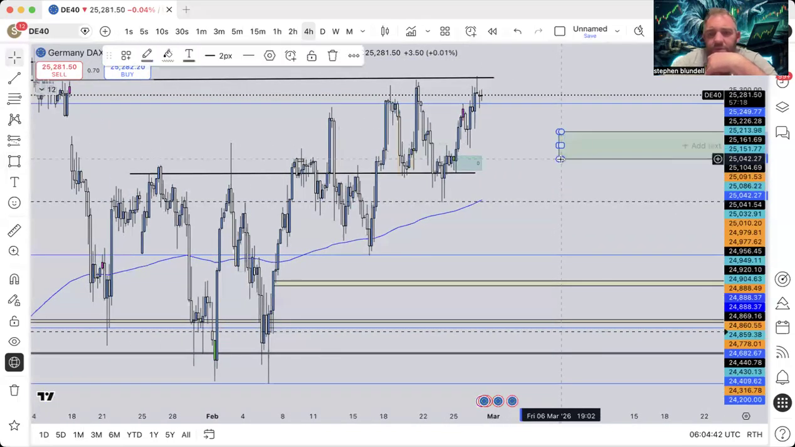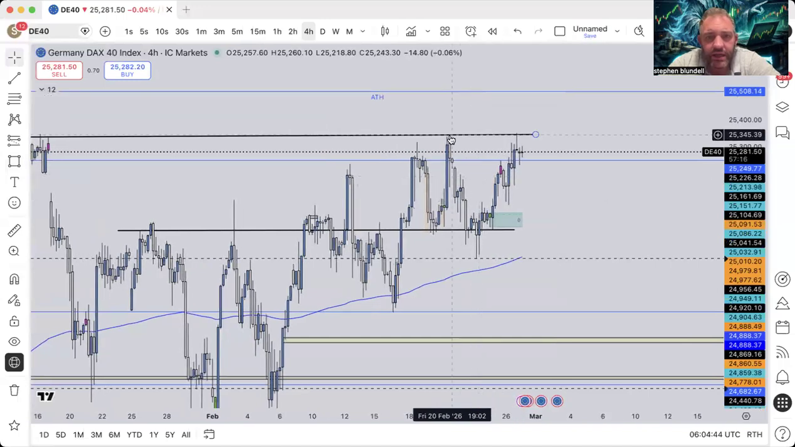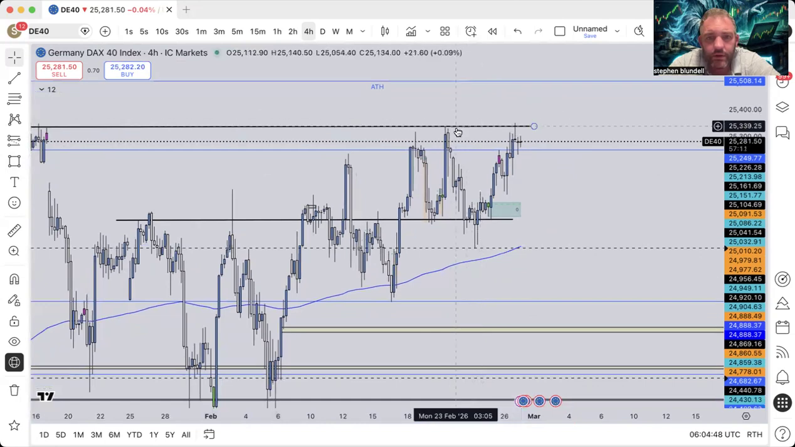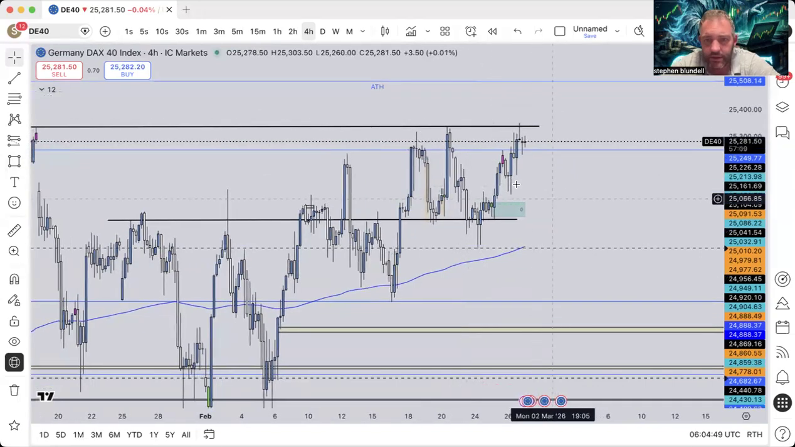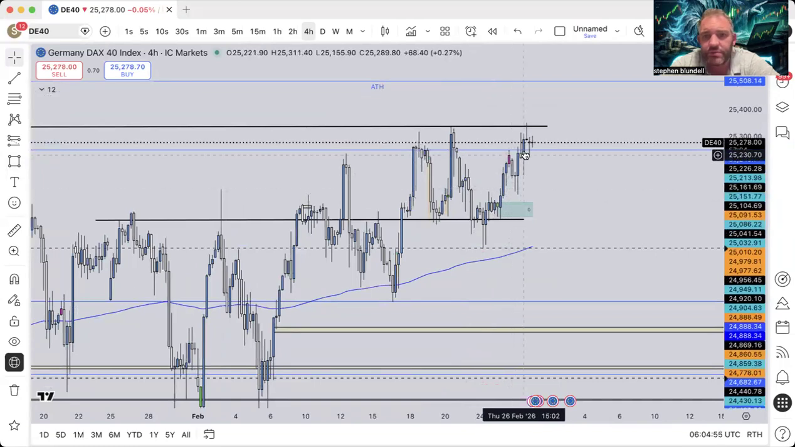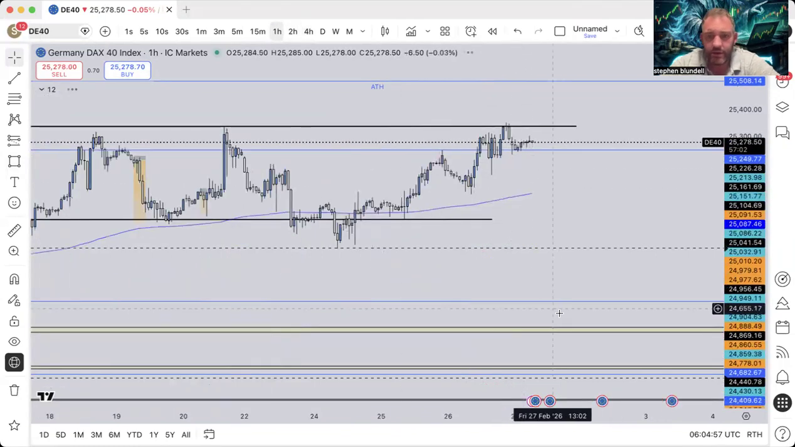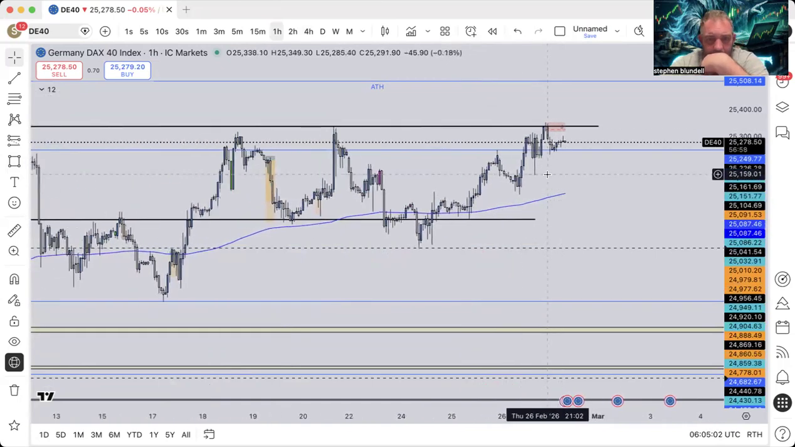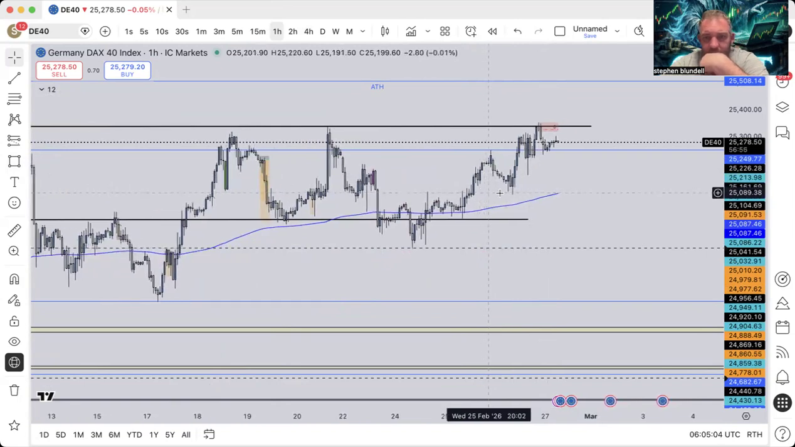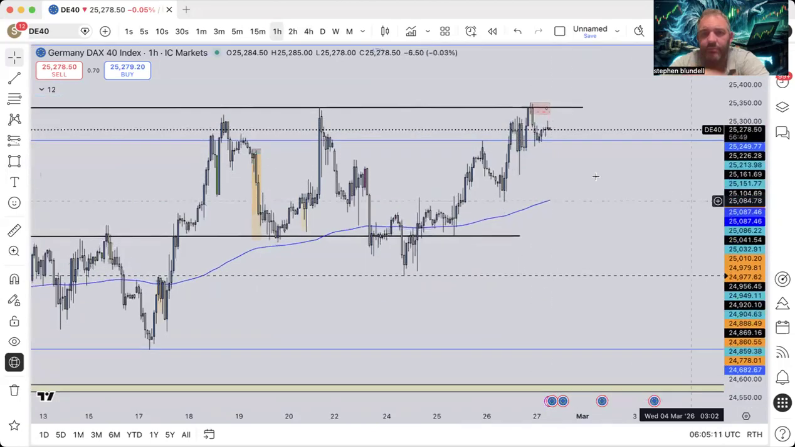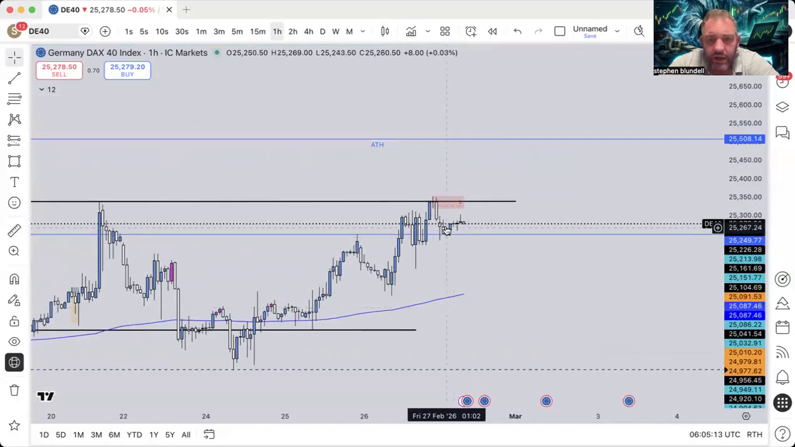Let me just get rid of this box a minute. So yeah, so we've taken this high and so this tiny little bit of imbalance got filled, so it's pushed up. We've taken the high. So we've got a nice 1 hour order block here. What else we got here? So look, we filled this imbalance, nice rejection. So we're just tapping into this imbalance right now.